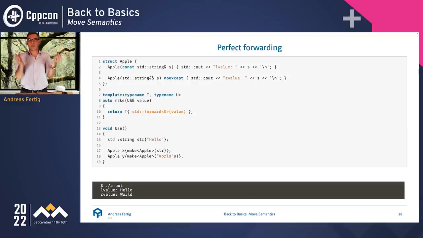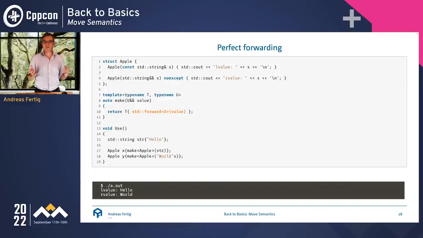So what I have here is a sample class Apple that takes a std string in its constructor, and it has a constructor taking a std string by an R value reference. And it prints out L and R value as well as the string. And now I have one of these things that we have so much of in the standard library these days. In line number 7 to 11, I have one of these make functions, like you previously saw and know potentially with make unique, make shared, make optional, and all that, make pair.